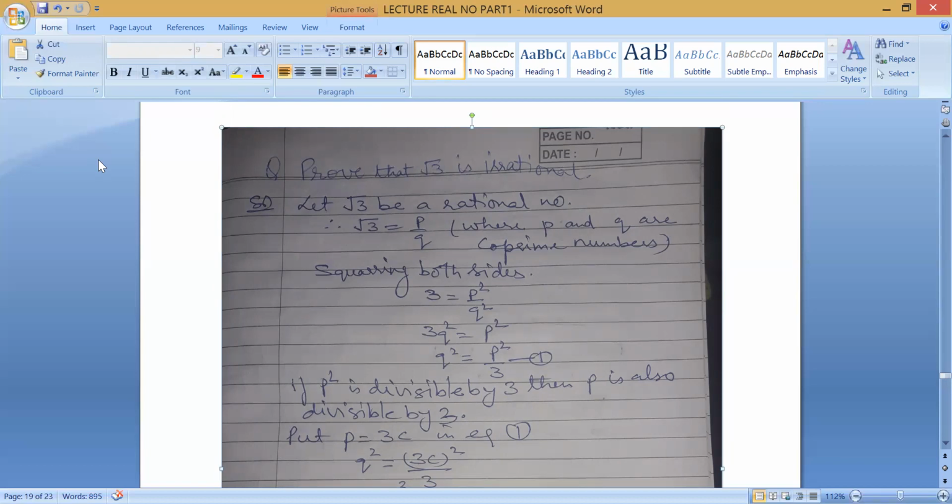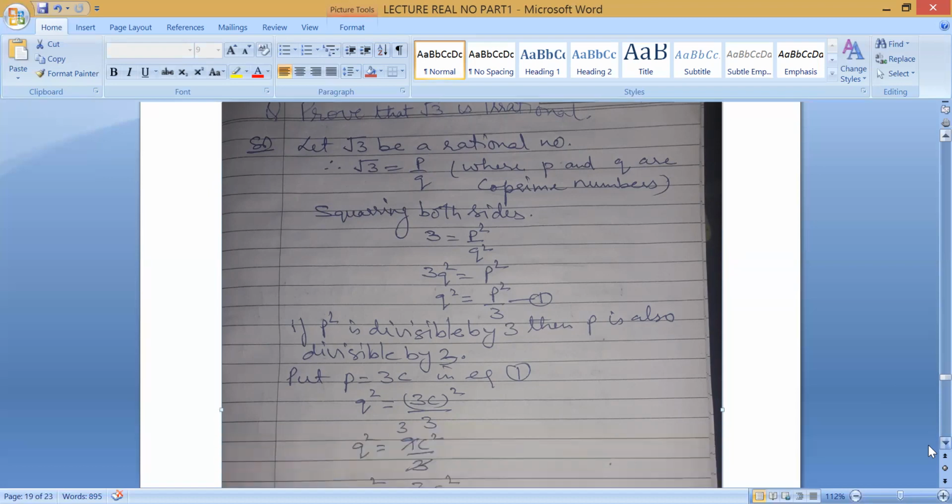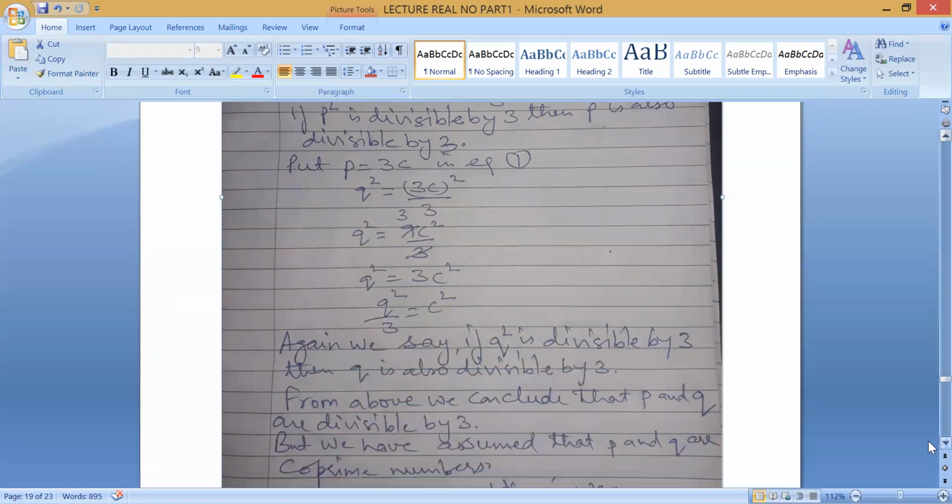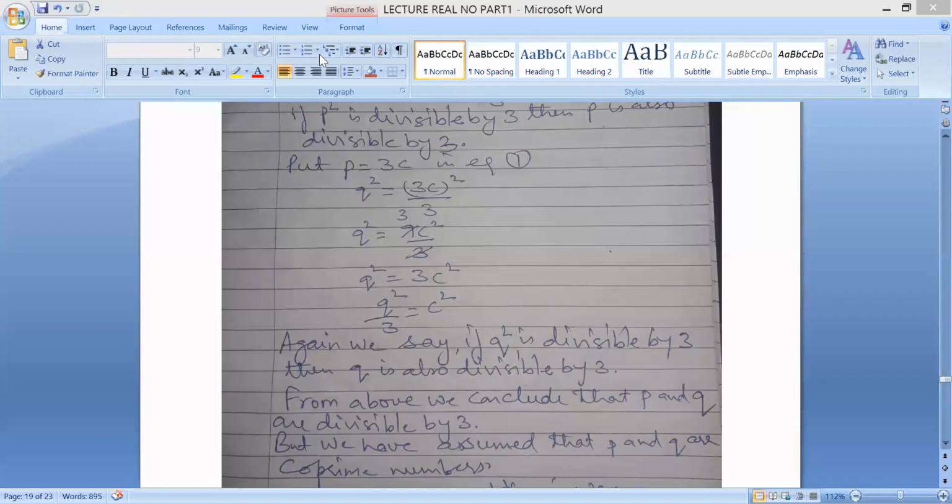Now, the root can be removed by squaring both sides. So root 3 whole square will be 3, and P square by Q square. After that, 3Q square equals P square, and Q square will be P square by 3. Q square equals P square by 3. After that, if P square is divisible by 3, then P is also divisible by 3. After this, what we are doing: put P equal to 3C in equation number 1.